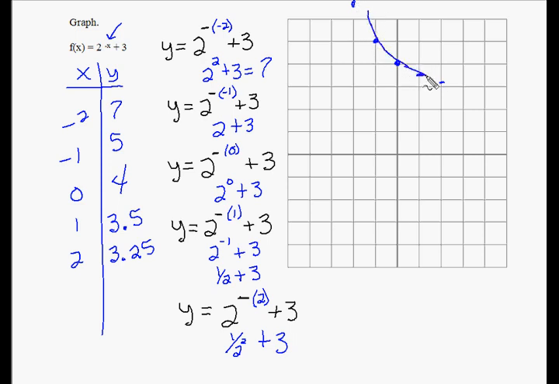And how low do we go? Well, apparently we're going to be leveling off right about here. How do I know that? We are going to be leveling off to positive 3. So that's where our asymptote is for this exponential graph.